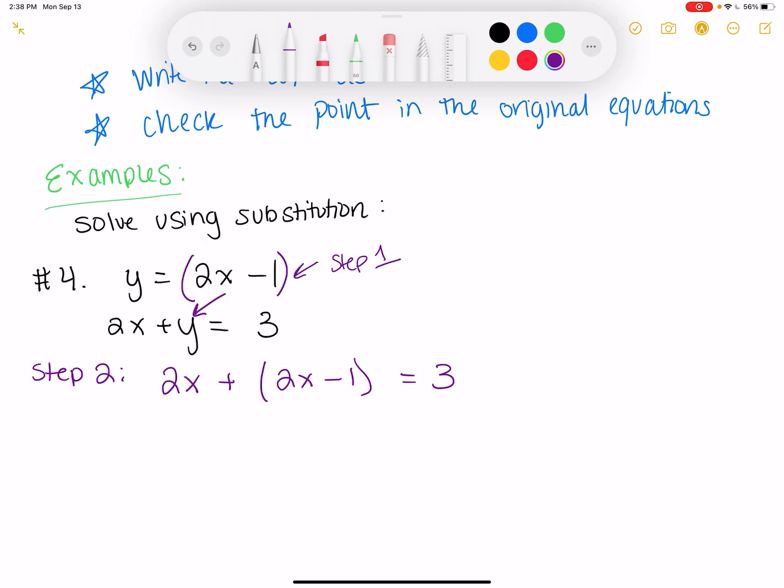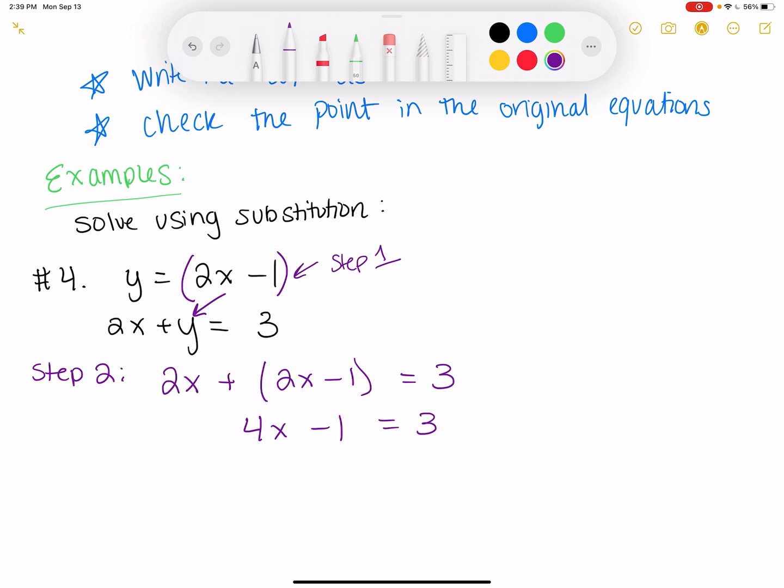Okay, now I need to solve for x. I want to know what x is equal to. So how would I go about solving for x now? Okay, so I'm going to add these x's together. So that's 4x minus 1 is equal to 3.